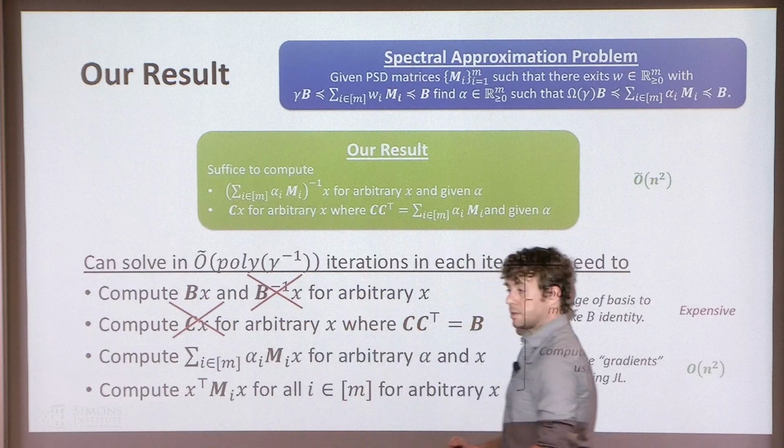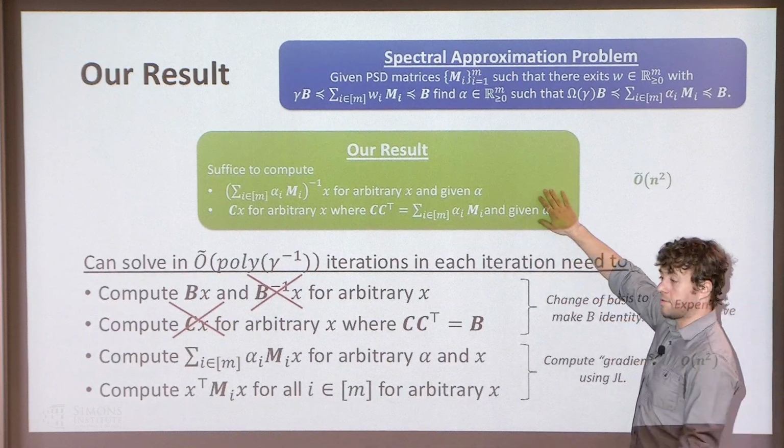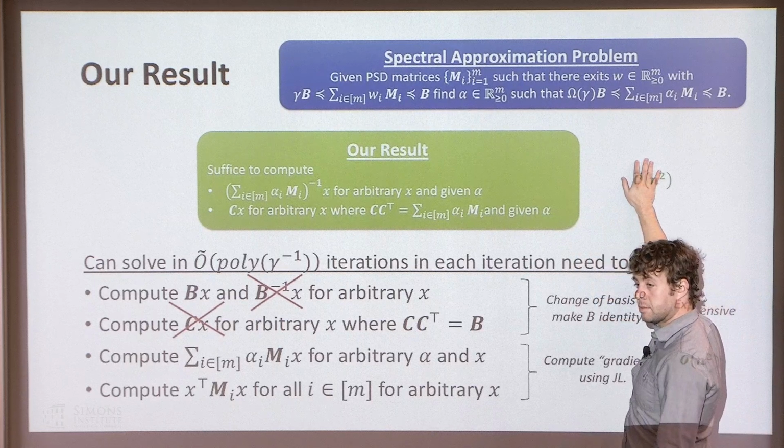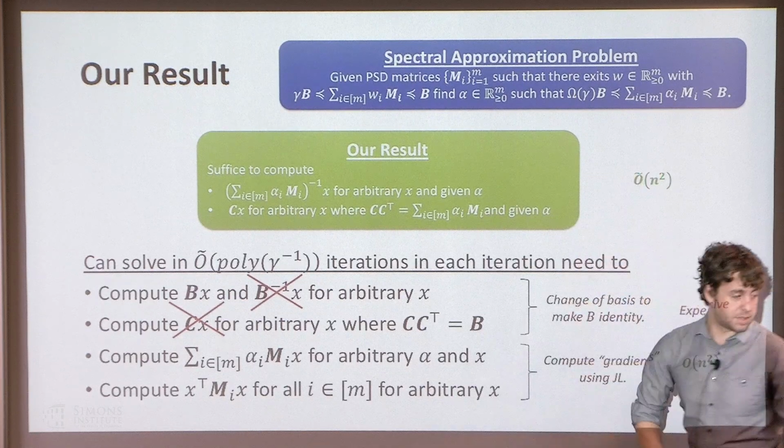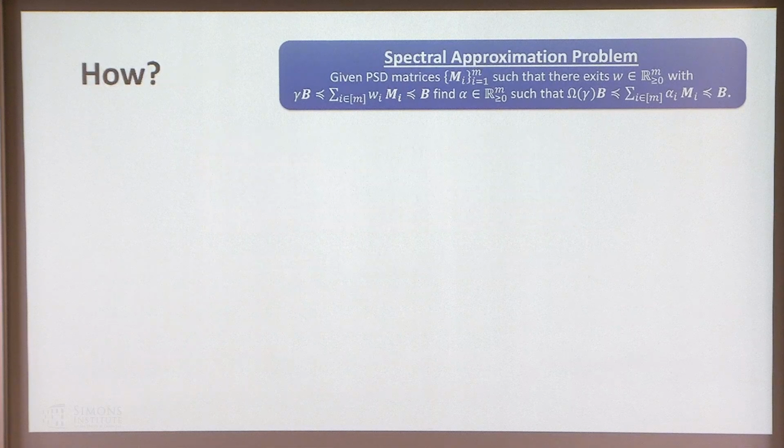So you can get around the need of being able to apply these operations to this input matrix you don't have explicitly. You can do it just with things you've already computed. What's nice about this is, at least in the Laplacian case, each of these operations is n squared. Right? So this result, for example, immediately gives the perturbed Laplacian result. Right? So how do we solve this?